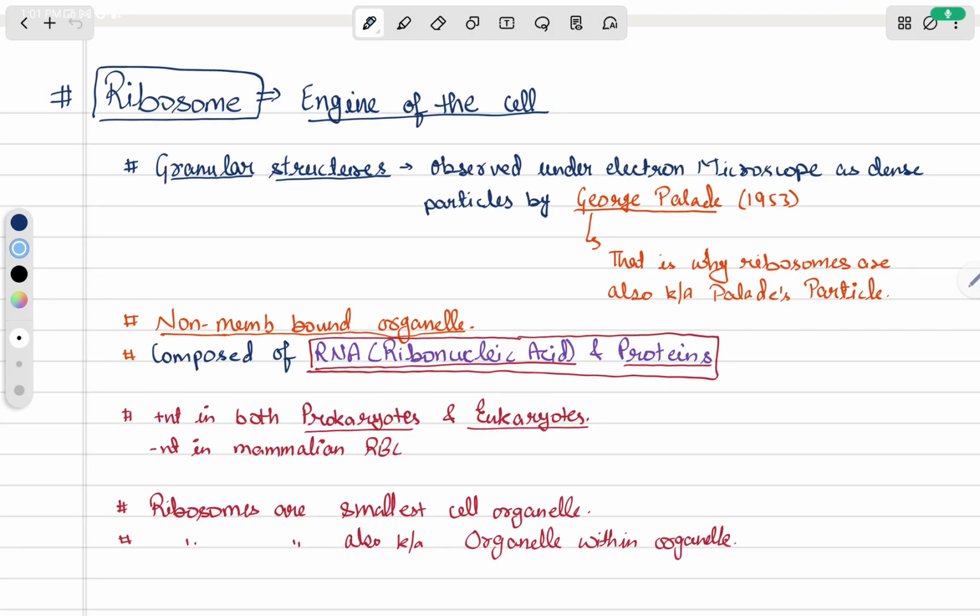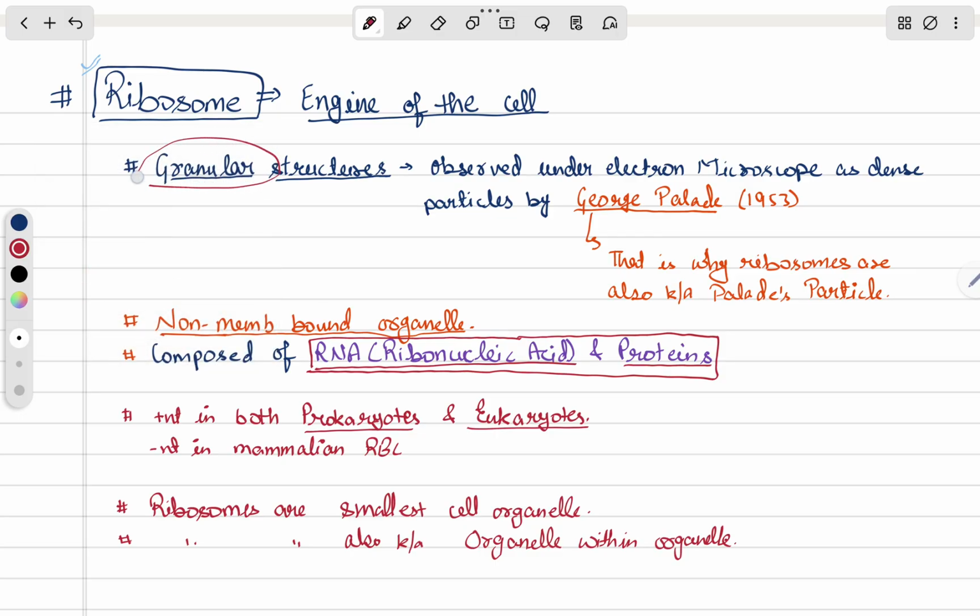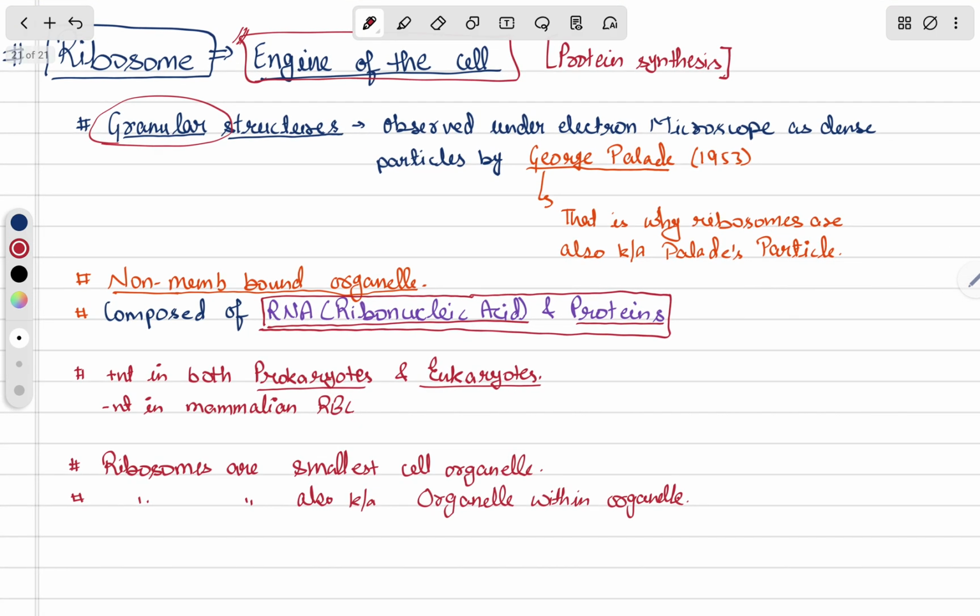Students, today we'll start with a non-membrane bound organelle, that is ribosome. Ribosome is a non-membrane bound organelle and it is a granular structure. Ribosome is also known as the engine of the cell because it is mainly involved in protein synthesis. It is a granular, non-membrane bound structure, observed under electron microscope since it is very small in size.